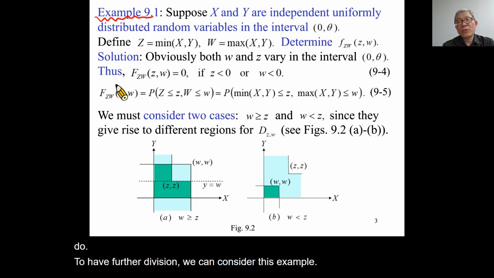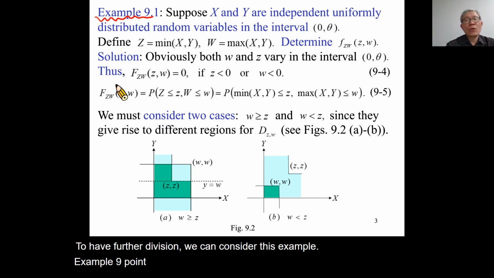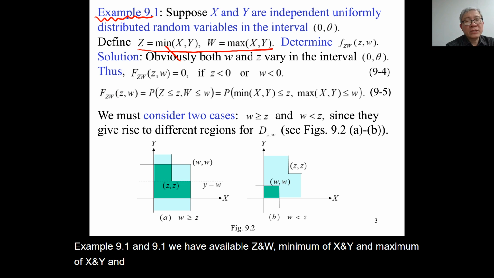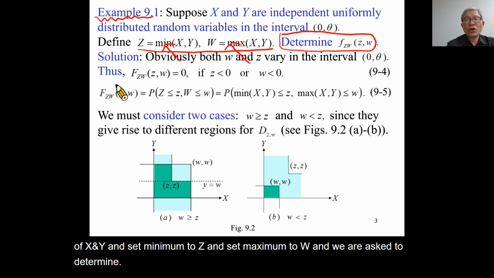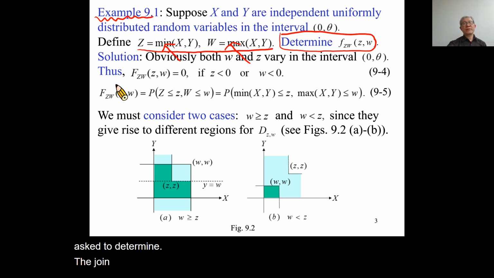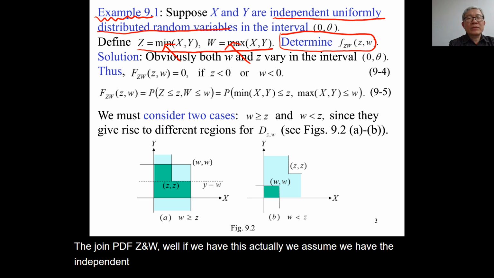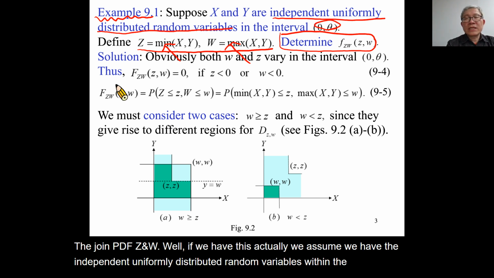Example 9.1. In 9.1, we have the variables Z and W: Z is the minimum of X and Y, and W is the maximum of X and Y. We are asked to determine the joint PDF of Z and W. Here we assume X and Y are independent, uniformly distributed random variables within the interval 0 to theta.